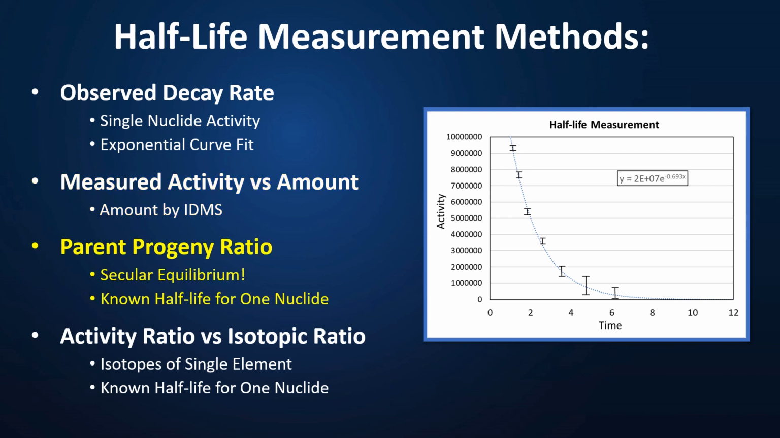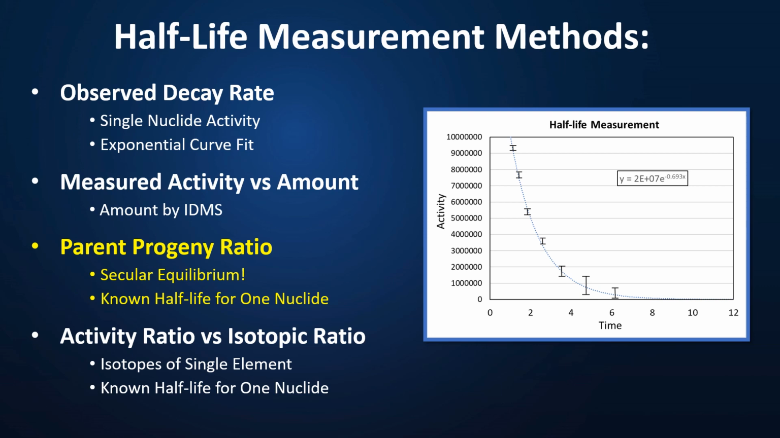Another way of determining half-life is by measuring the ratio of a parent nuclide to a progeny nuclide. For this method, mass spectrometry is used to measure an atom ratio of a longer-lived parent to a shorter-lived progeny nuclide in its decay chain.